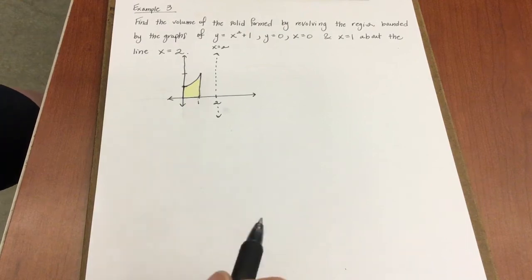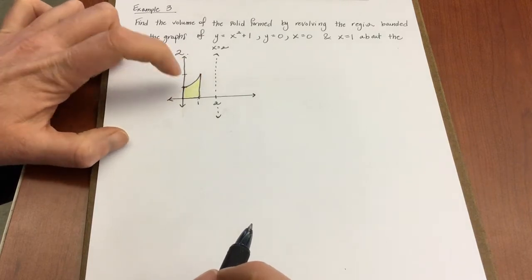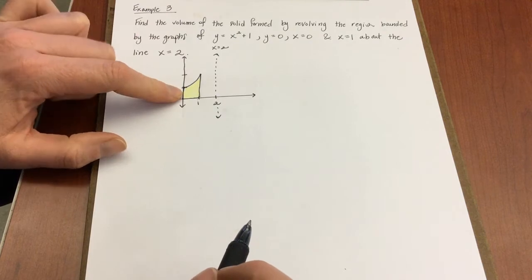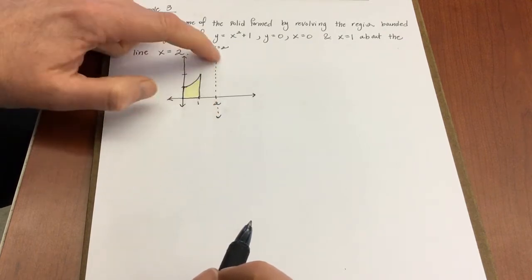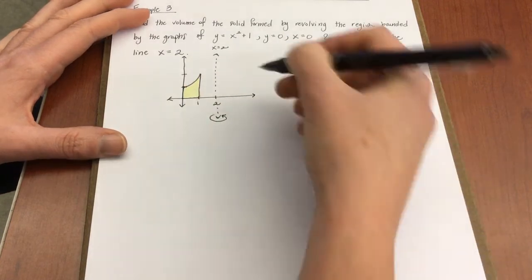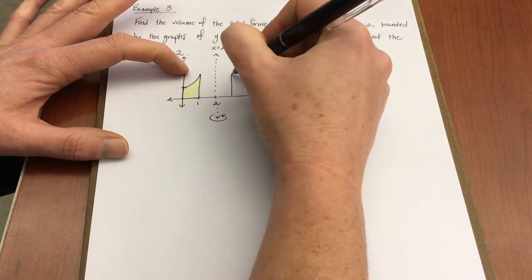All right, let's take a look. So here is the region bounded by y equals x squared plus 1, y equals 0, x equals 0, and x equals 1. We're supposed to revolve this region around the line x equals 2, so spin it around like so. So let's see if I can draw the reflection here.